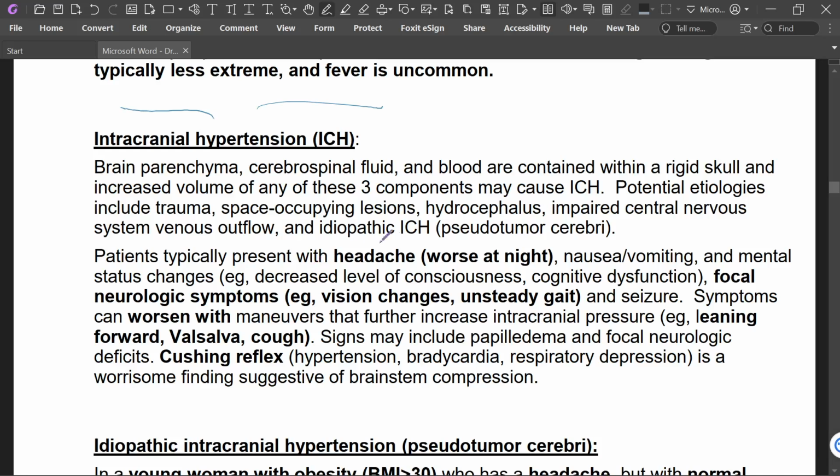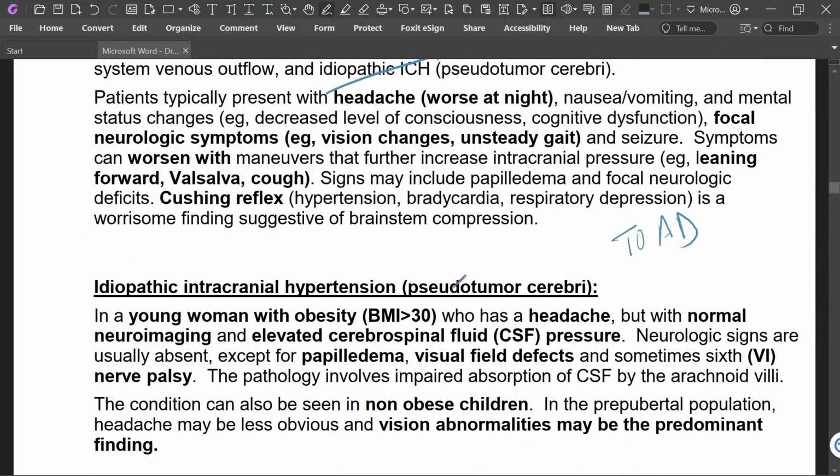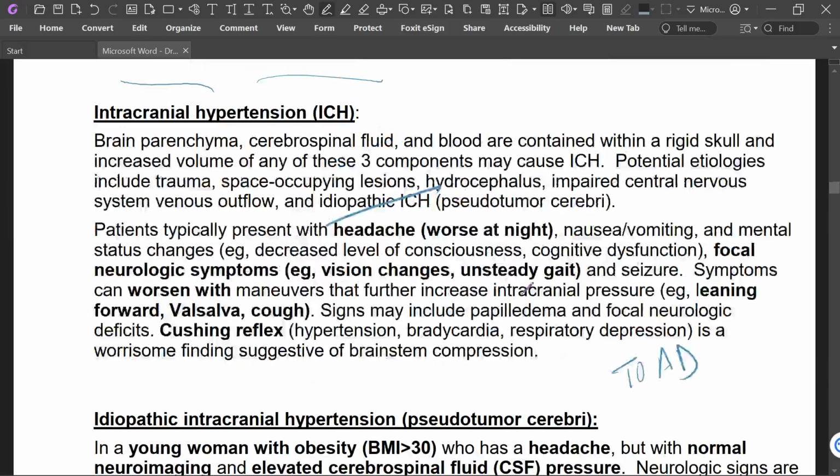Idiopathic intracranial hypertension, also known as pseudotumor cerebri, has causes such as tetracycline, obesity, and danazole. Patients usually present with headache worse at night, nausea and vomiting, and mental status changes. There are focal neurological symptoms like vision changes, unsteady gait and seizure. Symptoms can worsen with maneuvers that further increase the intracranial pressure, like leaning forward and Valsalva cough.